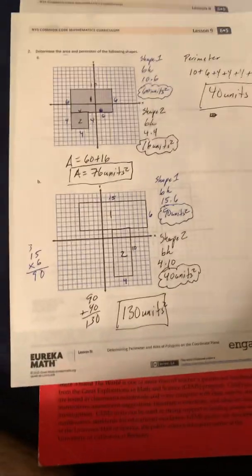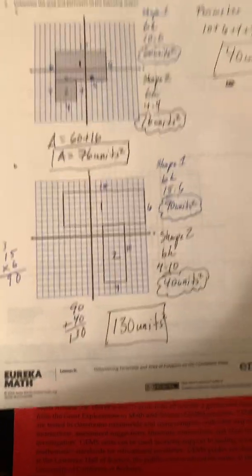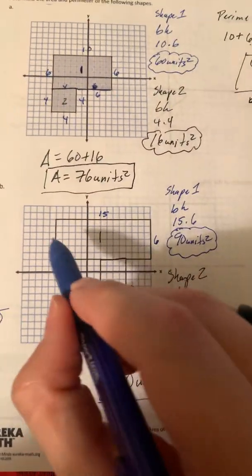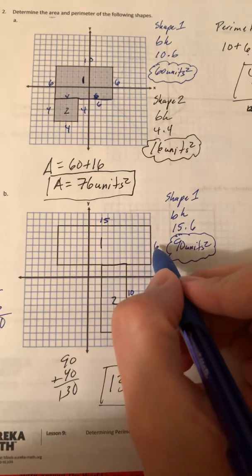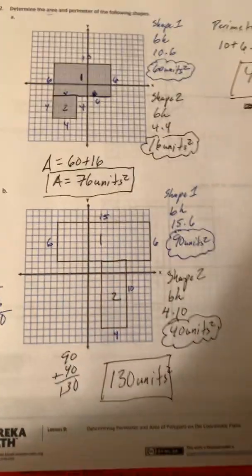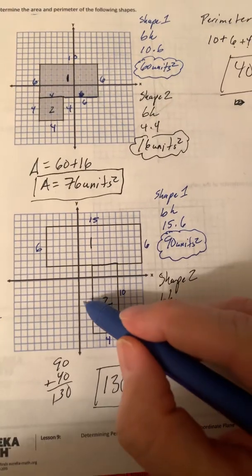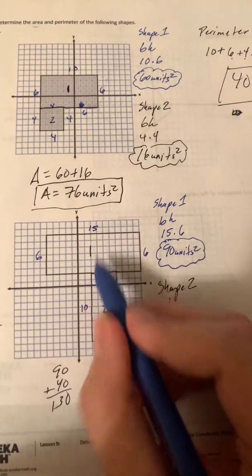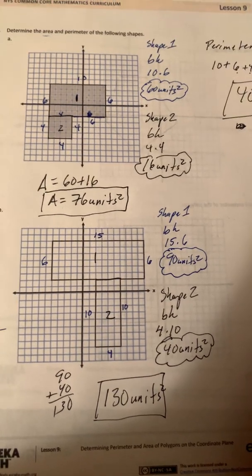Okay, so now it's asking me to find the perimeter. I just want to make sure that I label everything because I'm going to need to add everything on the outside. So if this side is 6, since this line is parallel to this one, this side is also 6. If this is 10, this is also going to be 10. This is the tricky part right here.